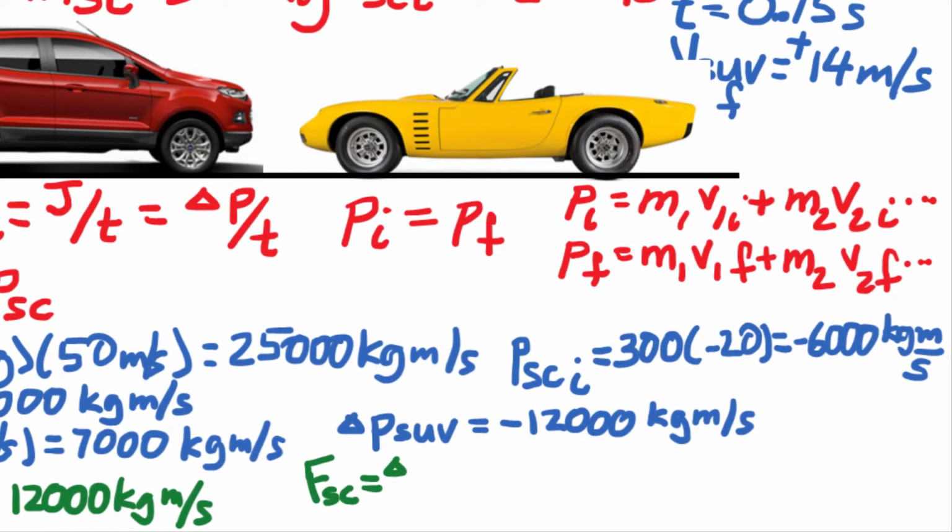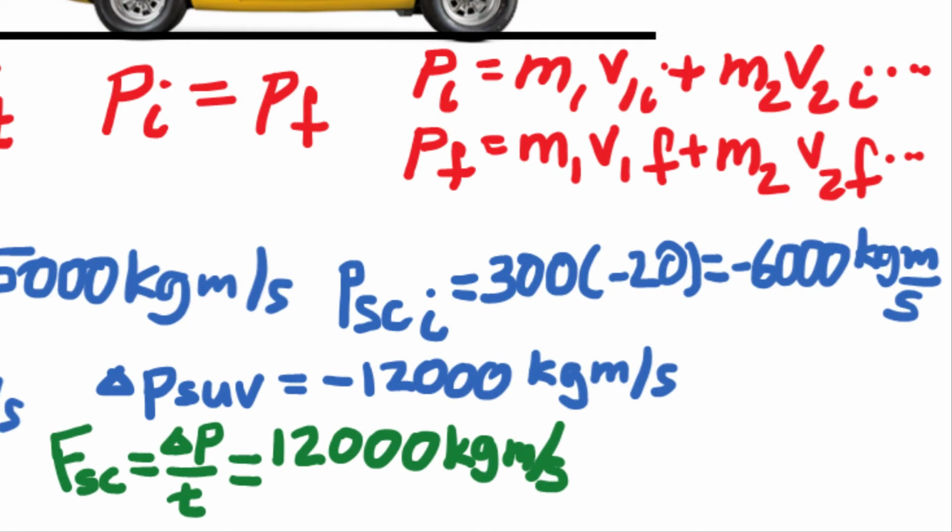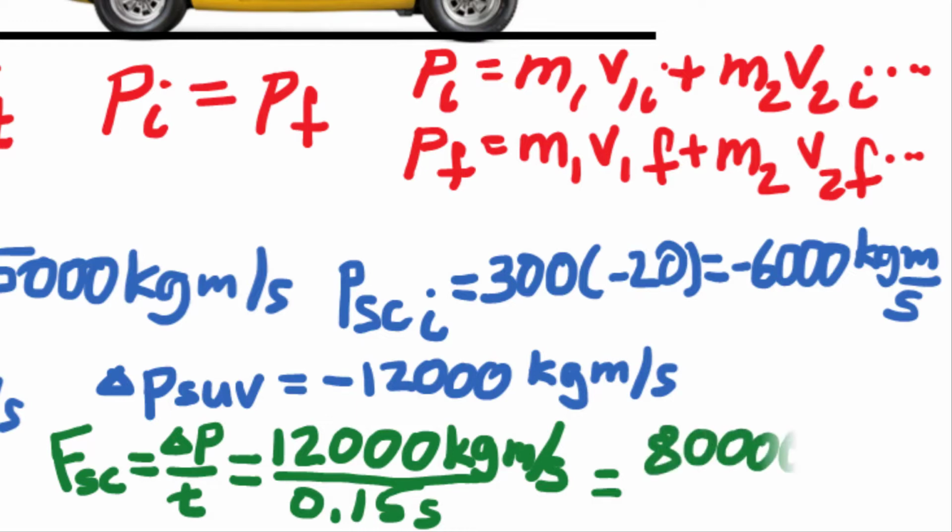The force on our sports car is that change of momentum divided by the time. So we have our 12,000 kilogram meters per second, the change of momentum, divided by the time, 0.15 seconds, and that equals the force on our sports car, about 80,000 newtons. To give you an idea how much that is, there are about 5 newtons in a pound, so that'd be about 16,000 pounds, or about 8 tons of force on the car during the collision.